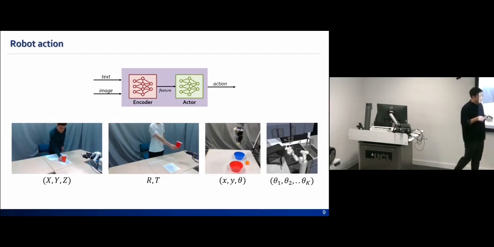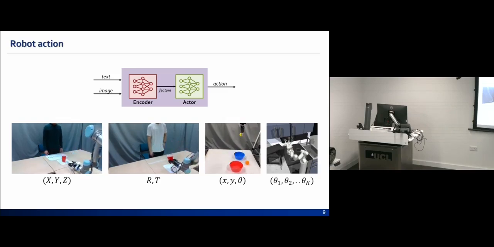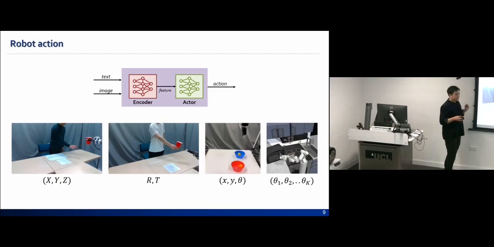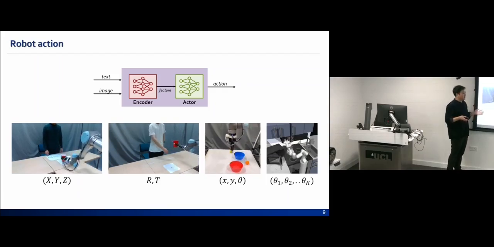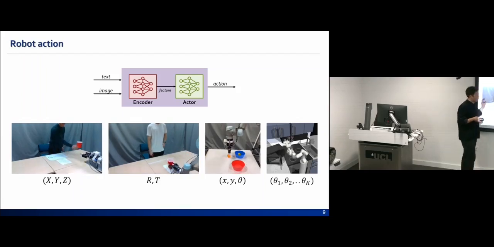And the most generalized version of this kind of robot action can be the joint angle. When the robot arm is moving, it is moving by adjusting its joint angles, right? So in this case, we may want the model to generate these joint angles. As you can see, there are diverse ways to represent the action space. It really depends on what kind of robot manipulation task we want to perform.